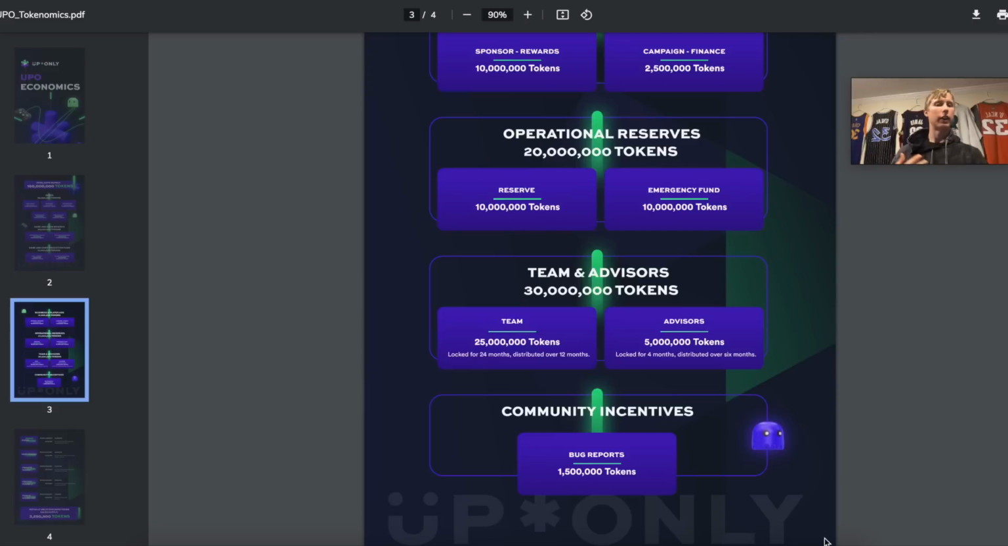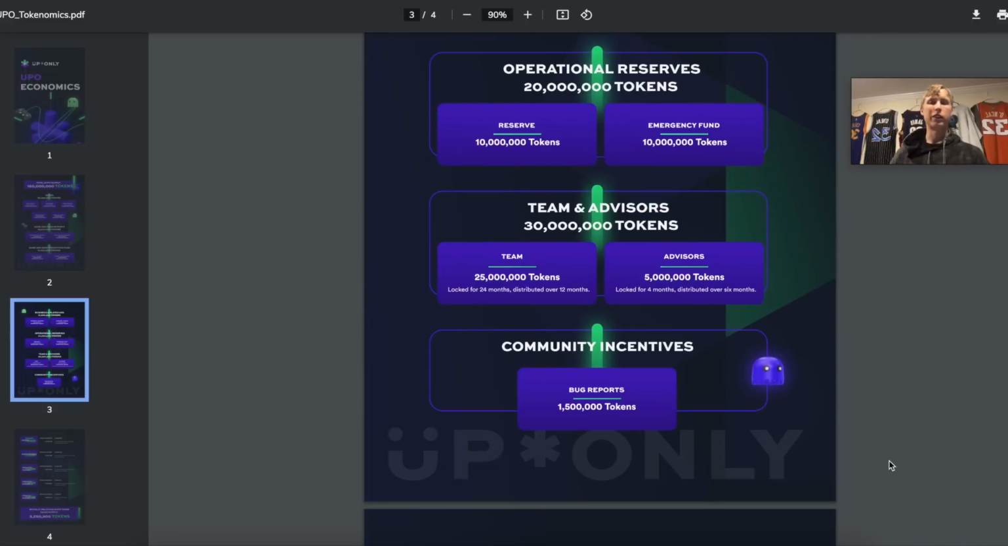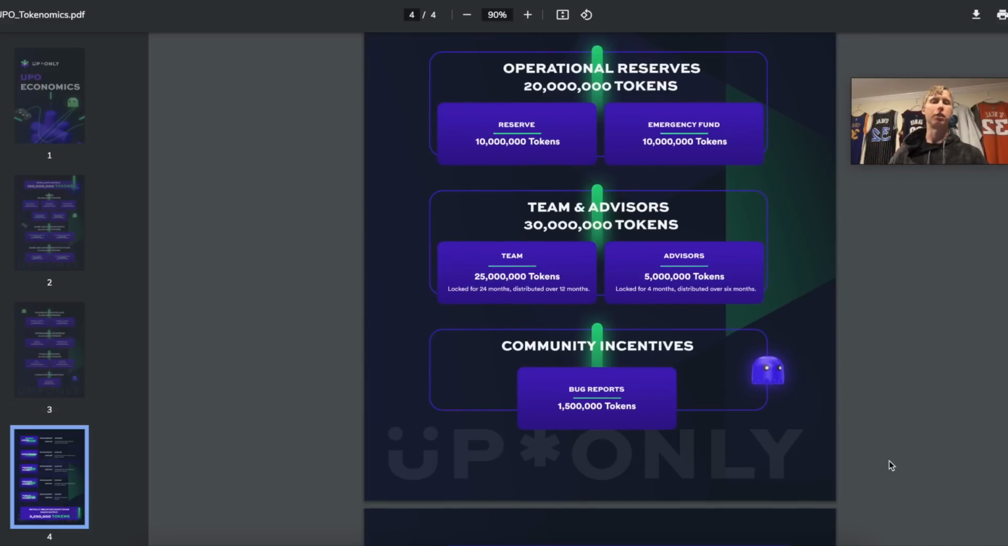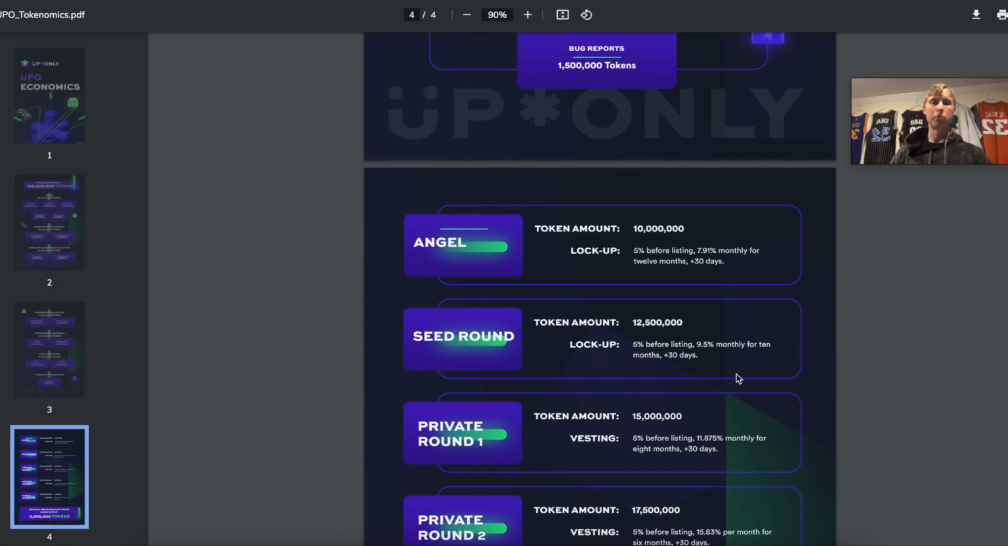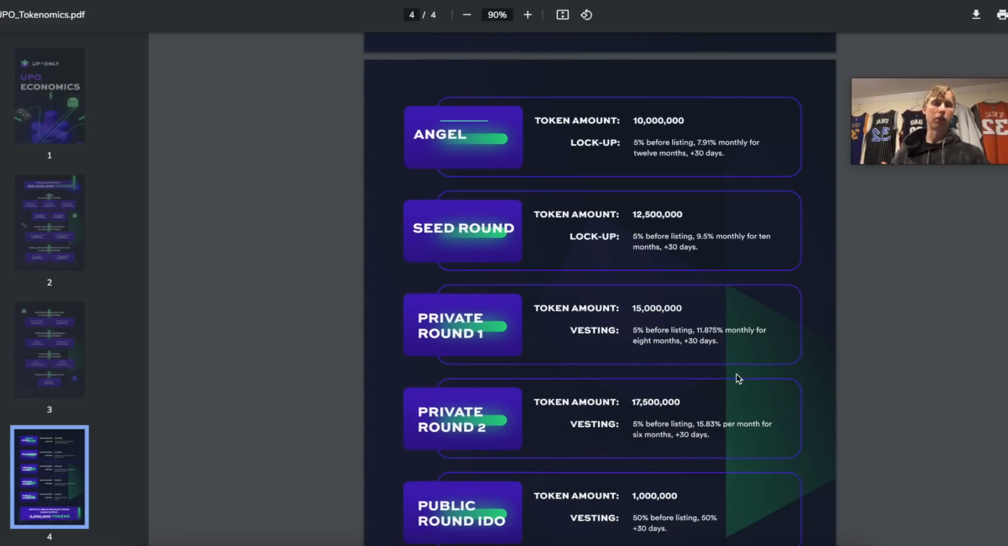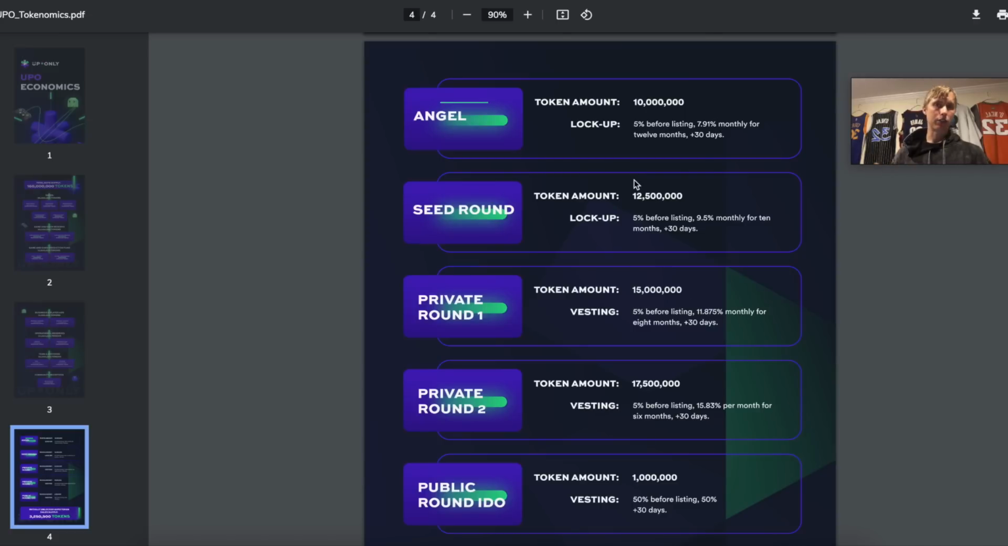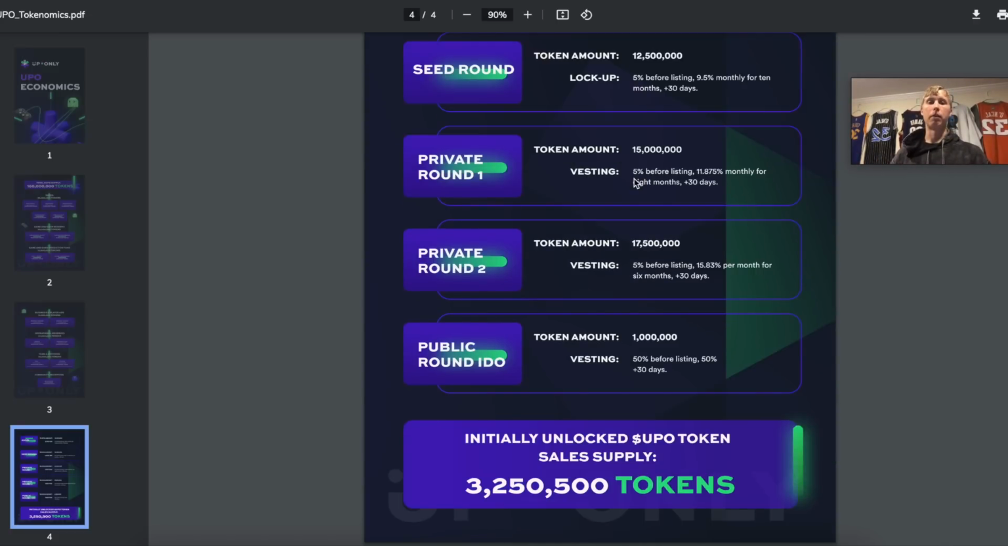So you guys can see they have a good distribution. It's about 25 to 30% of the token supply is going to team and growth. And you can see the breakdown right here. If you guys want to pause this screen, you can see the angels, they're getting it. And this basically summarizes who's getting what amount of tokens.